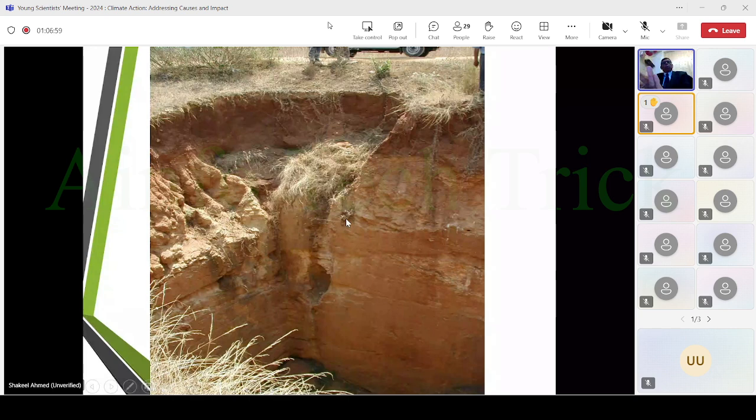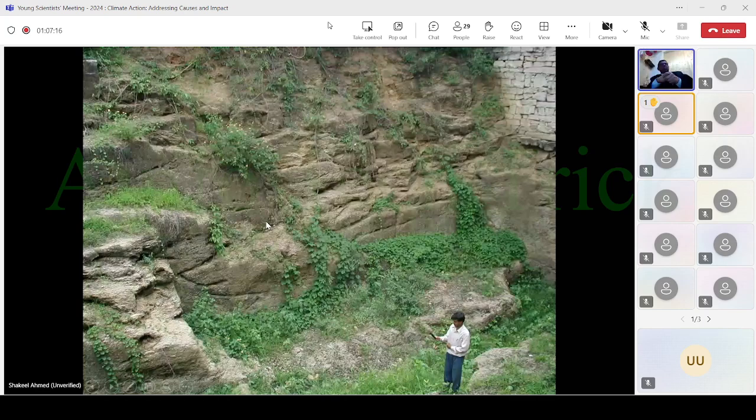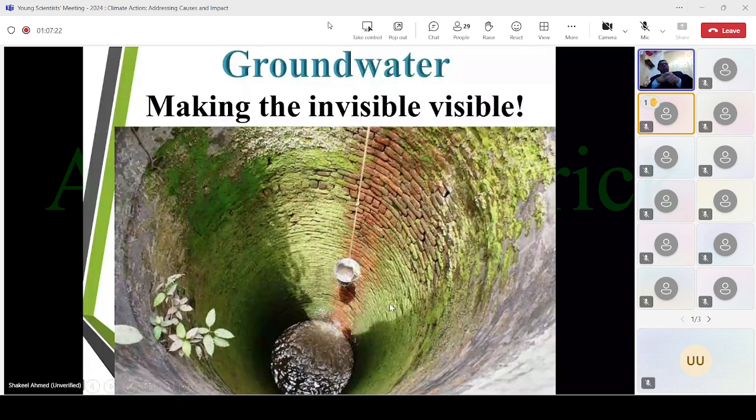Now, how do you tackle the groundwater? Because now it is decided that we have to capture the rainfall, which comes in a very intense way. Otherwise, it will be lost, and then we'll have a crisis. So to avoid the crisis, we have to capture the rainfall, and we have to store that rainfall in the subsurface as groundwater.